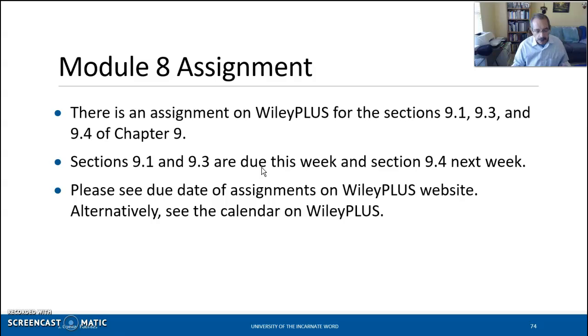All right, so we're done with Module 8. The assignment is split in 2 parts. The part for 9.1 and 9.3 will be due this week, and 9.4 will be due next week because we're supposed to be covering this module between this week and next week. Again, consult the calendar on Wiley Plus to see when these assignments are due.